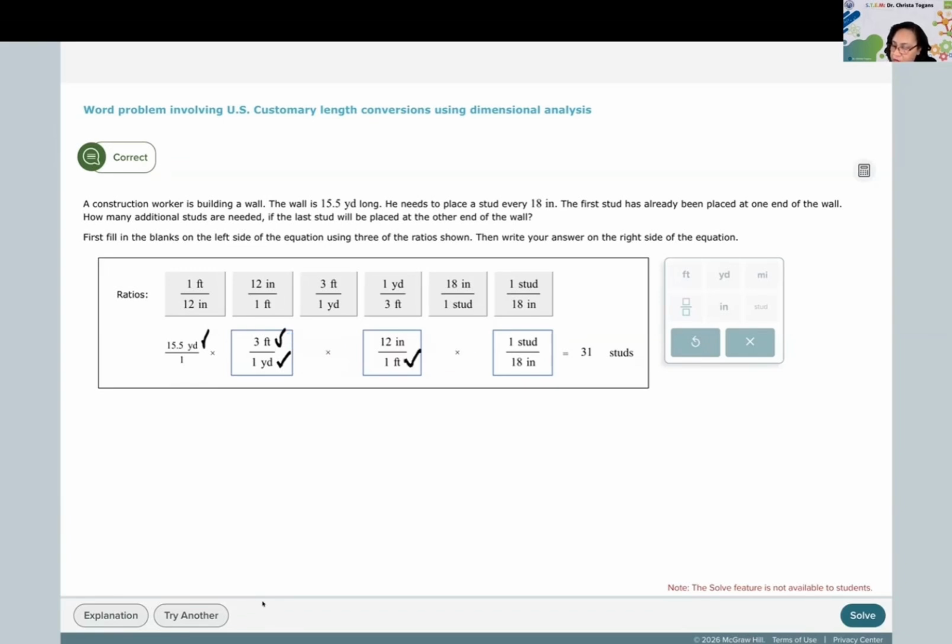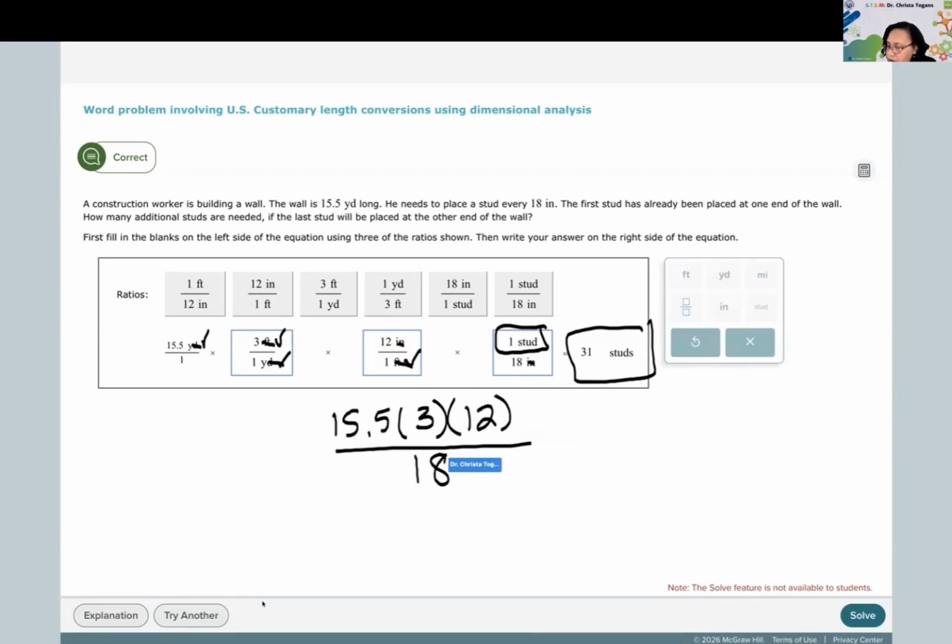So I see here I can cross out yards. The only way to cross them out is by division. And then feet, cross out feet. And then inches, cross out inches. And then the last thing that I'm left with is studs. And then I just multiply 15.5 times 3 times 12. And then I divide all that by 18. And I end up with 31 studs.